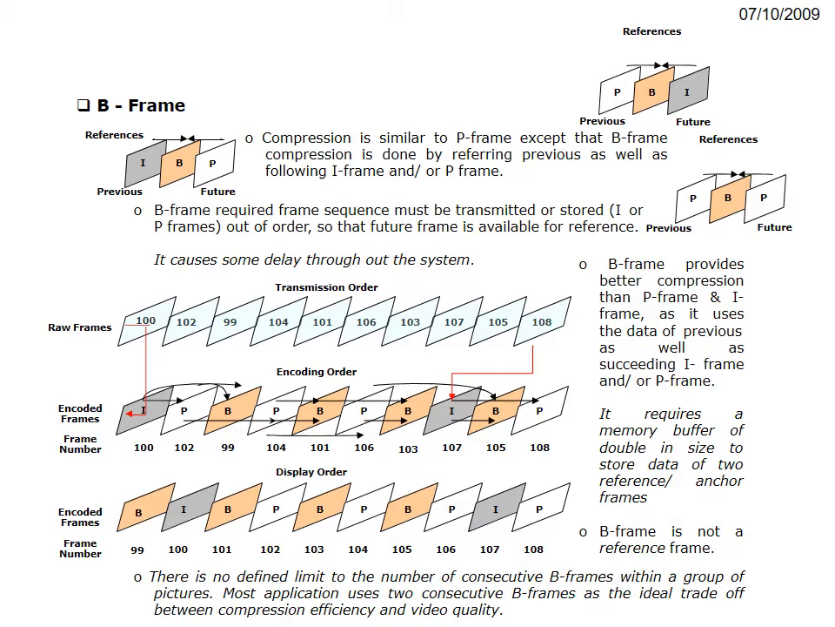B frame provides better compression than P frame and I frame as it uses the data of the previous as well as the succeeding I frame or P frame. It requires a memory buffer of double the size to store the data of two reference or anchor frames. There is no particular limit for the number of consecutive B frames within a group of pictures. Most applications use two consecutive B frames as the ideal trade-off between efficiency as well as video quality.